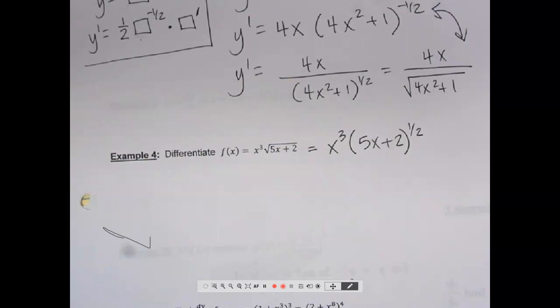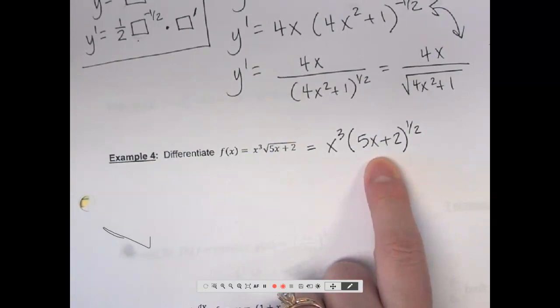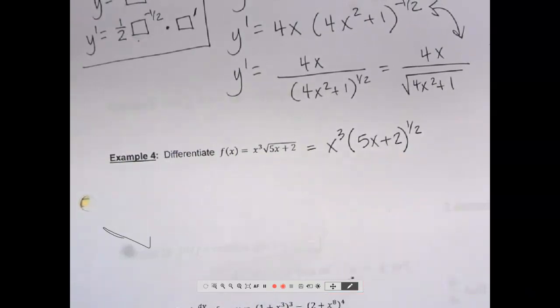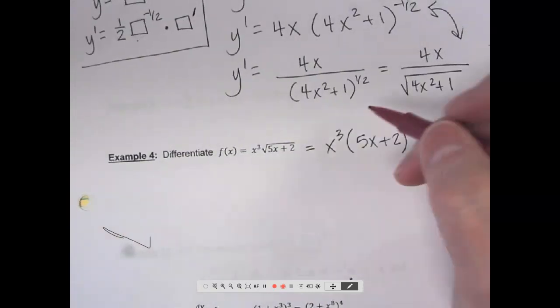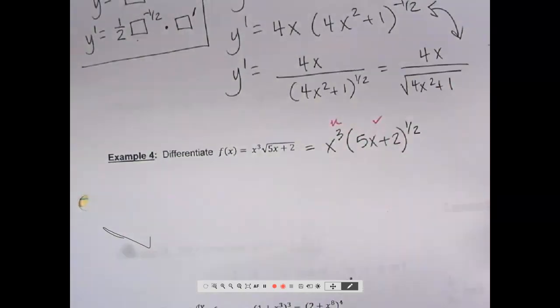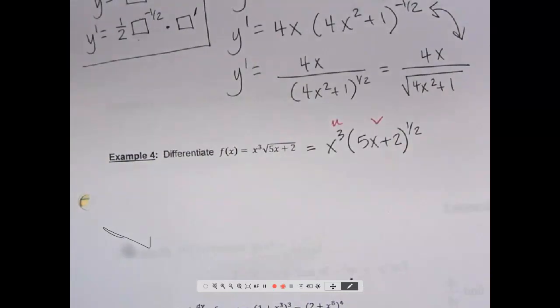UV prime plus U prime V. That's what we have to use. But within that, when I get to the V derivative, I have to use the chain rule. Alright, so there are rules within rules. Yes. Okay, so let's put a little U and a V over this. Okay, so there's our U and our V.